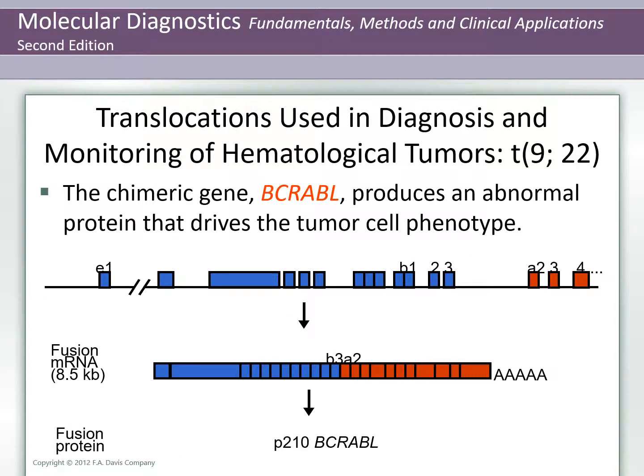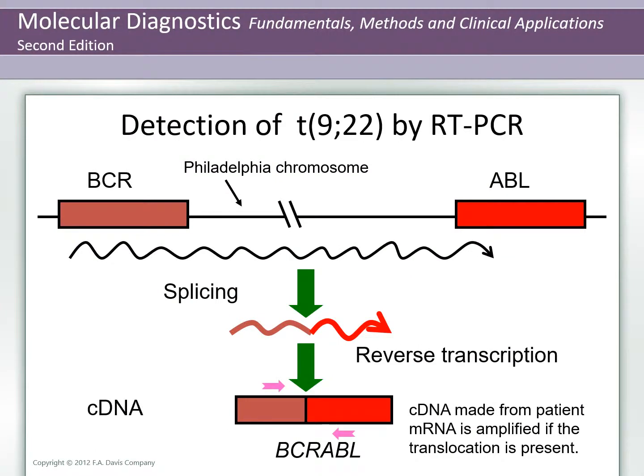The chimeric gene BCR-ABL produces an abnormal protein that drives the tumor cell phenotype. P210 BCR-ABL and P190 are the two main fusion proteins produced by the T9;22 translocation. They differ in the amount of the BCR gene that is attached to the c-ABL gene. The T9;22 translocation begins with breakage of chromosomes 9 and 22 in the introns of the BCR and c-ABL genes, which are here. The breakpoints are located within the introns of both genes.